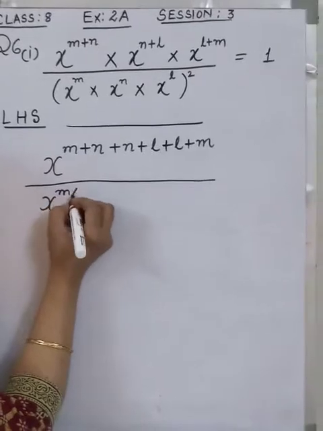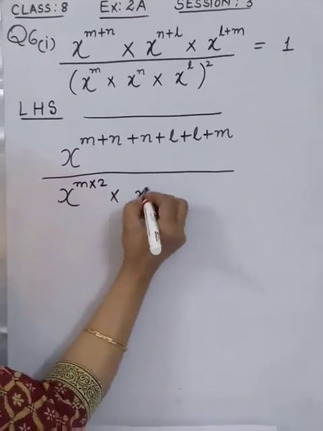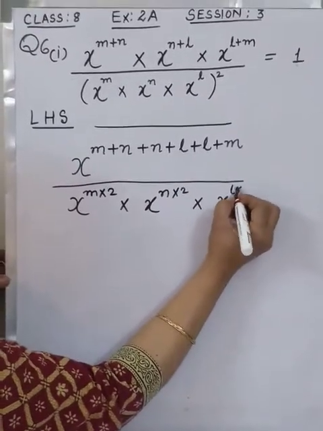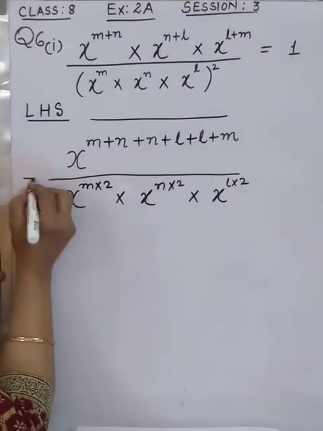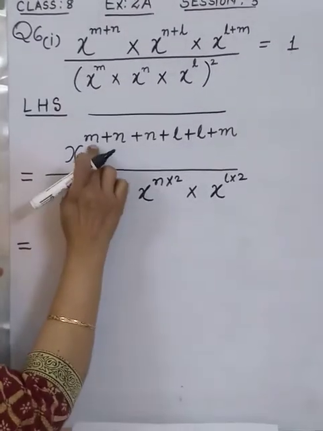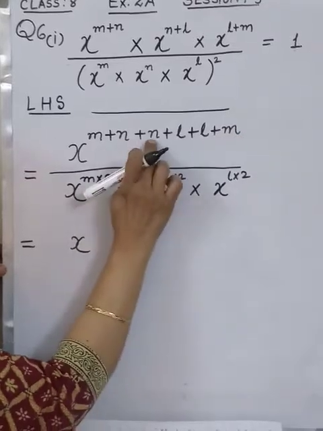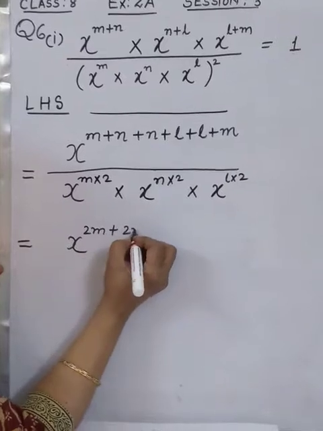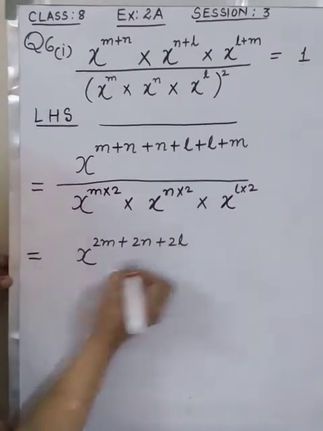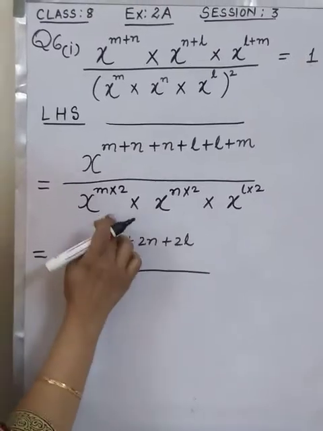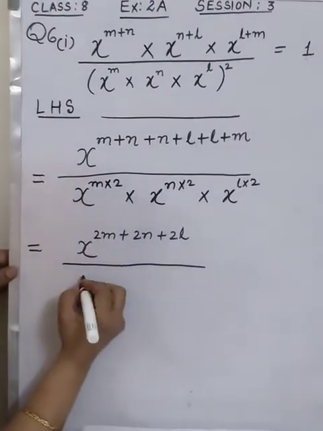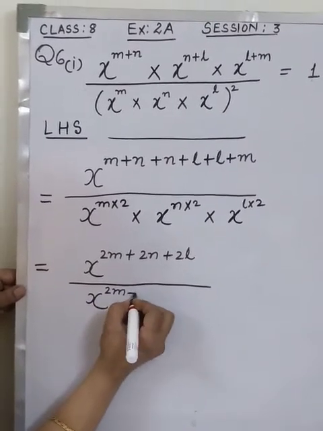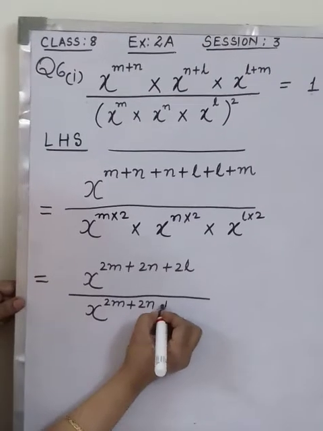So m into 2, n into 2, and l into 2. In the denominator we are having 2m, 2n and 2l. So 2m plus 2n plus 2l. In the numerator the base is same and we are multiplying them, so we add them. So what we get, x to the power 2m plus 2n plus 2l.